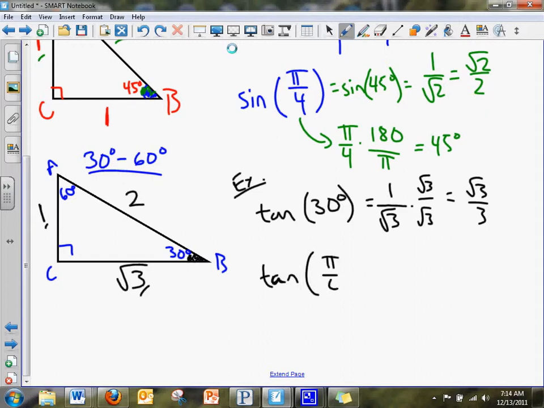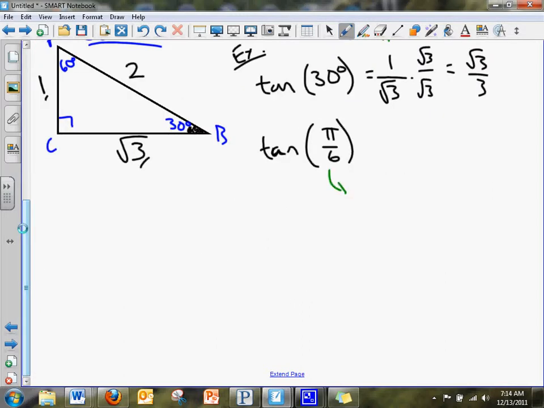One as radians. You might see pi over 6. You're wondering, oh, I wonder what pi over 6 is. Well, you can remember it, or you can convert it to degrees, which is 30 degrees, because 180 divided by 6 is 30 degrees. So this is the same as tangent of 30 degrees, which would be the same thing as we just did.